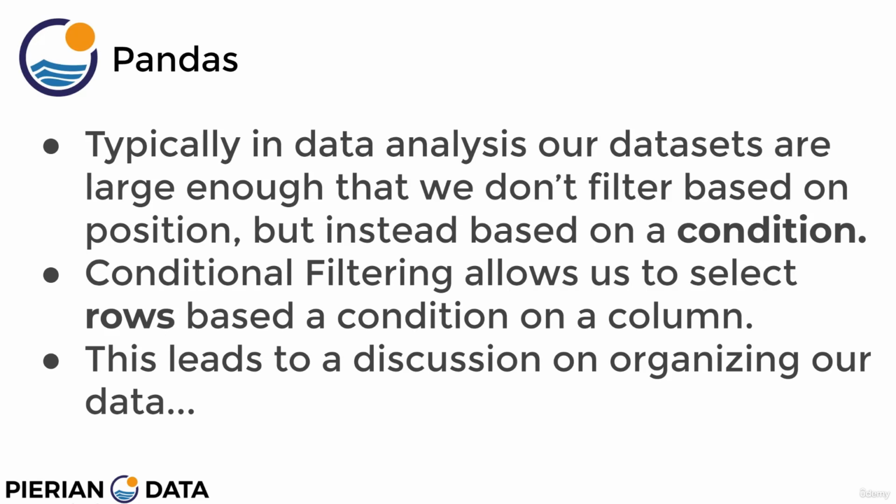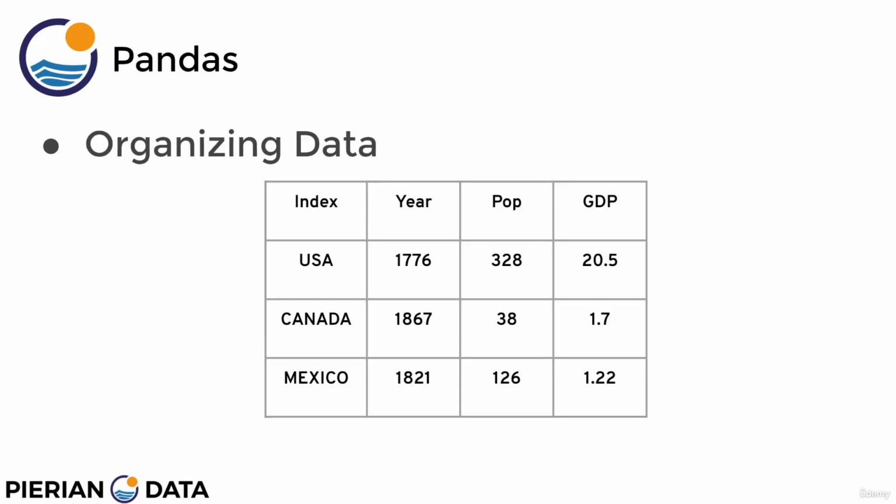And conditional filtering allows us to select rows from our data frame based off a condition on a column. And I'm being very particular with that phrasing of selecting rows based off a column condition, which leads to a larger discussion on how we should organize our data in general, especially when we start to move on to machine learning. You've already heard me talk about this data organization, but I just want to make it really clear because when we talk about conditional filtering, this is really where that organization starts to come into play.